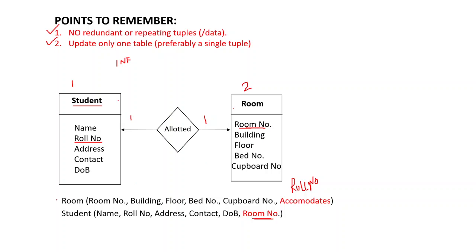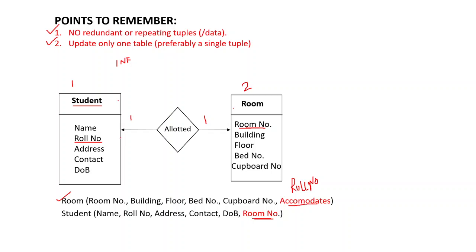And if we are using this one, if we are merging this on the room table, we will be linking room and student using this accommodates attribute, which is nothing but the roll number of the student. Now this will be equal to this roll number. So using this mapping, we can establish the relation.